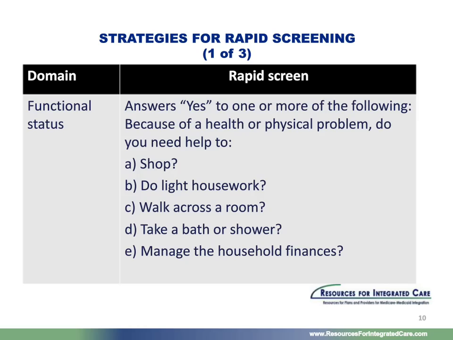Next slide. So here's the second rapid screening slide, first focusing on mobility.